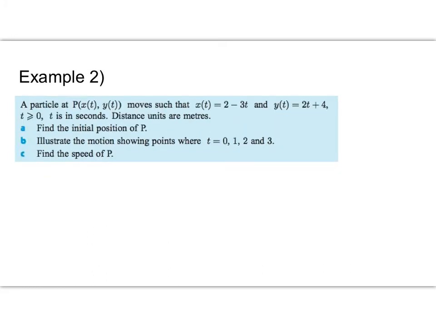All right, my second example. Some particle moves such that x of t equals 2 minus 3t and y of t equals 2 plus 4t, and t is greater than or equal to 0. Find the initial position of the particle. So the initial position, -3 and 4 would be the velocity vector. So the initial position is going to be 2, 4.